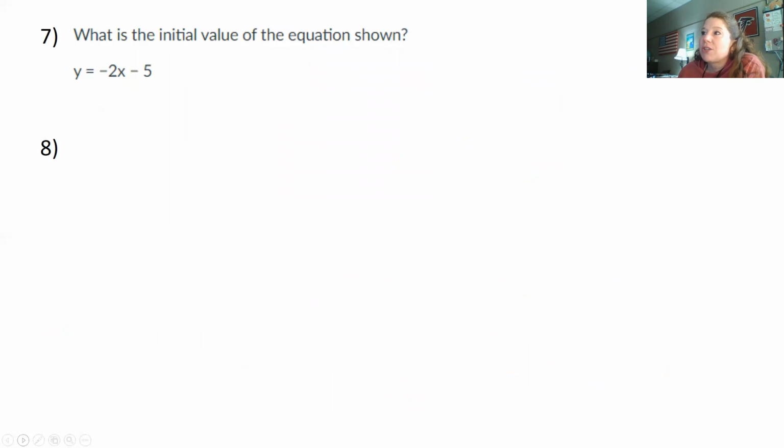What is the initial value of the equation shown? So remember I told you that initial value is the same as the y-intercept. So in an equation, it's always easy to find the slope because it's the number multiplied by x. The number that is not multiplied by x is the y-intercept. So make sure you just don't think it's 5, it's minus 5. The initial value is minus 5, which is the same thing as the y-intercept. When x is 0, y is negative 5.